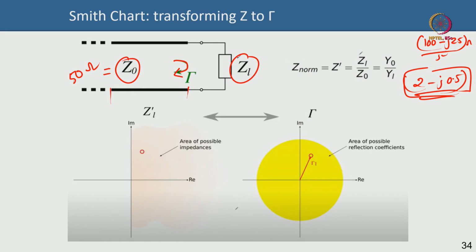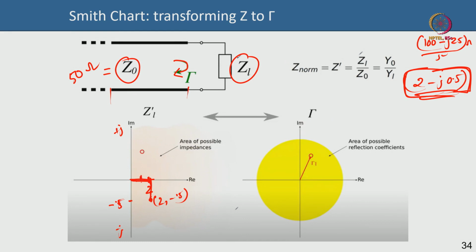So 2 minus j 0.5 is in rectangular format. I have a real part, which is 2, and then an imaginary part, in this case minus j 0.5. So I will come here, maybe this is minus j, this is plus j, this is real, that is imaginary. I will come 2 here, and then minus 0.5, it is not to scale. This point is 2 comma minus 0.5. I have come real 2 and then imaginary.